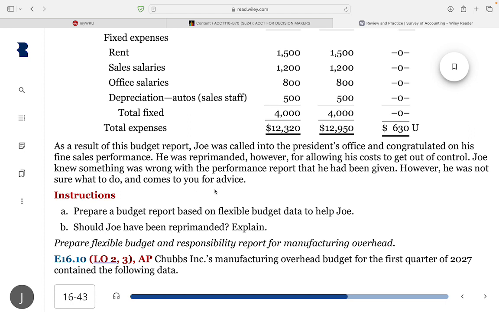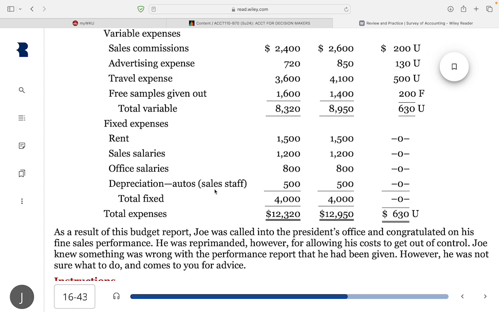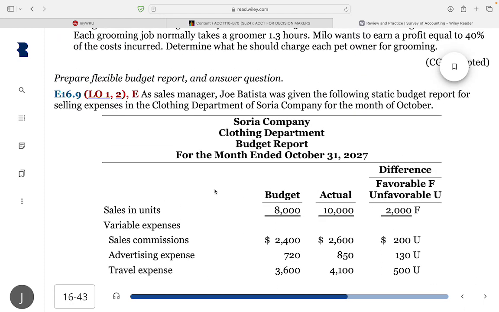And then letter B is to make a decision, right? Should Joe have been reprimanded? And explain. So once we do letter A, we should have the answer to letter B with a little thought. So let's go back up to 16.9 at the top. It says, as a sales manager, Joe Batista was given the following static budget report. Now, a static budget report compares the static budget to the actual results. So Joe was given the following static budget report for selling expenses in the clothing department of Soria Company for the month of October. So we're dealing with expenses only, although we could do a budget report with revenues also.